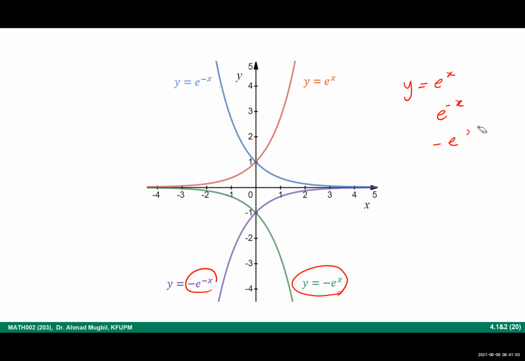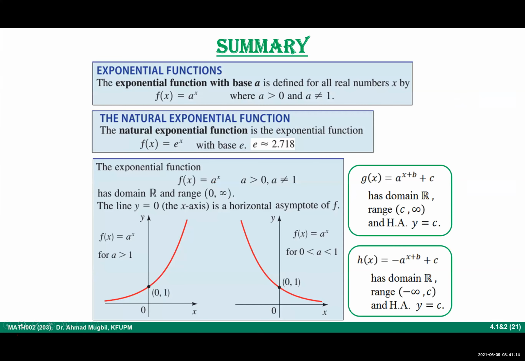These are the 4 cases. The summary is here for you, and this is the summary of these 2 sections, 4.1 and 4.2. I want you to pay special attention to this. And don't forget that this graph here is the same as a to the power negative x when a is greater than 1. Any question? Is that clear?